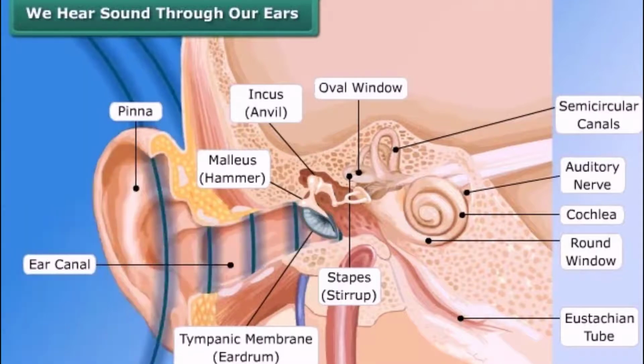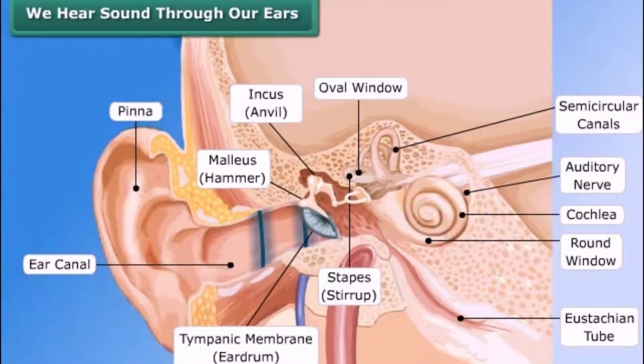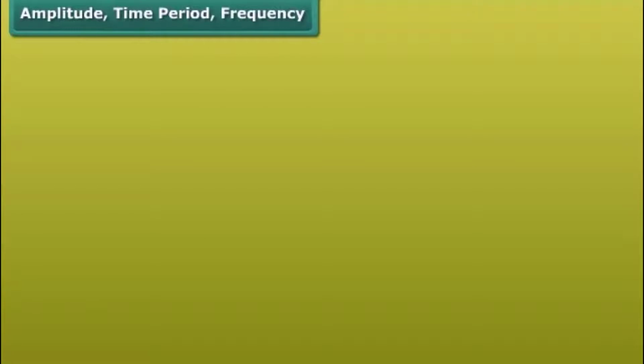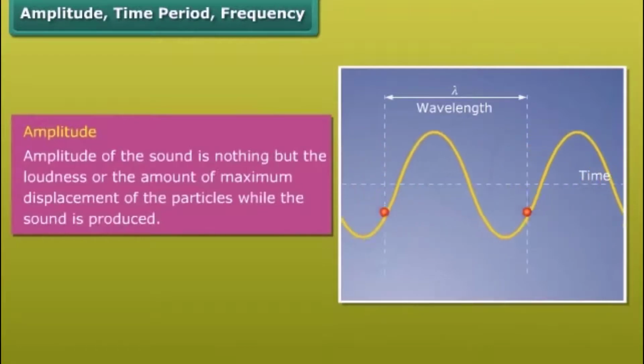Sound vibrations make the eardrum vibrate, and the eardrum sends vibrations to the inner ear, and through the inner ear it goes to the brain. This is how we hear sound. Amplitude, time period, frequency. Amplitude.